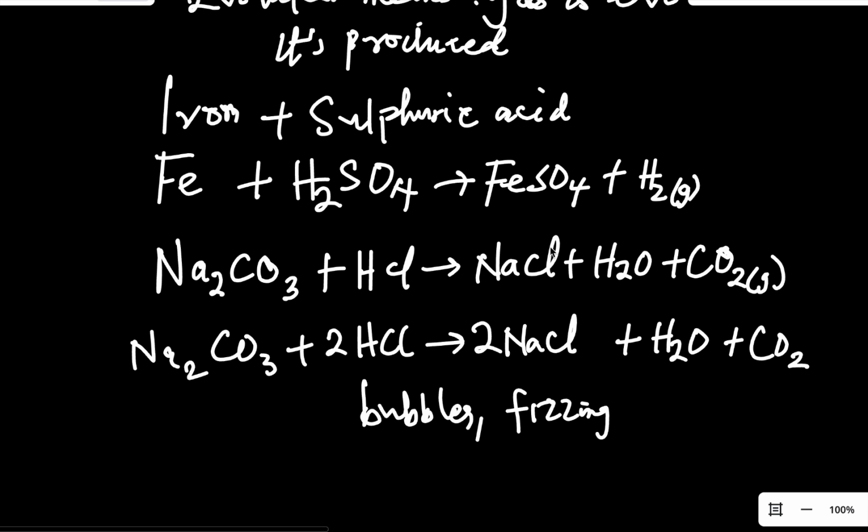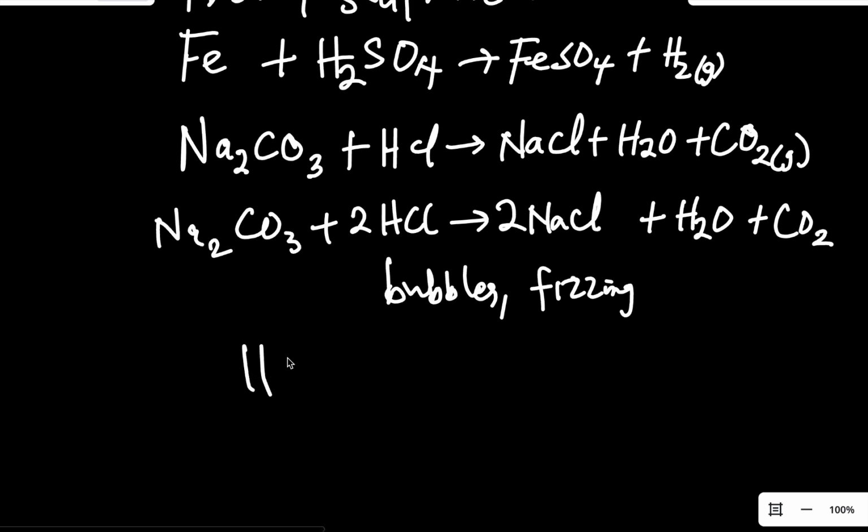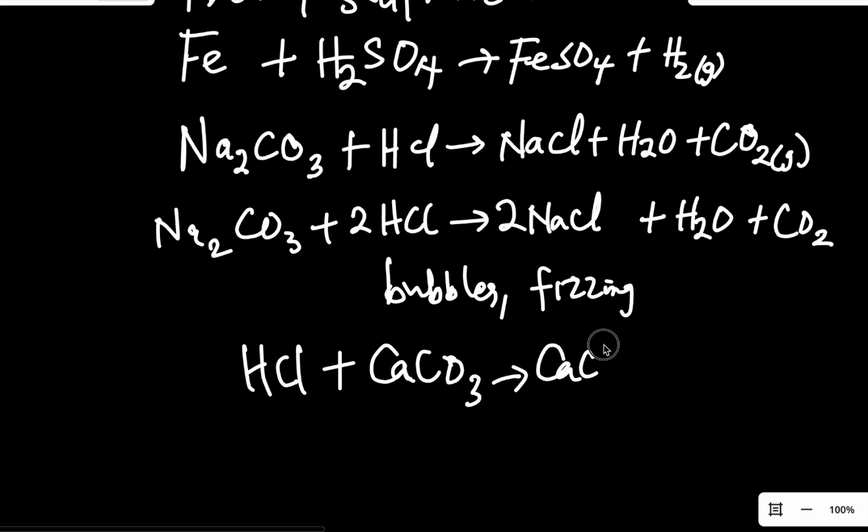You understand? You can also look at a standard laboratory example, when hydrochloric acid reacts with calcium carbonate. Calcium, sorry, let me write it very well. Calcium carbonate is CaCO3. So when hydrochloric acid reacts with this calcium carbonate, it will produce calcium chloride plus water plus carbon dioxide.